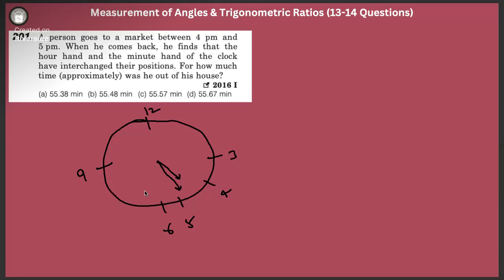One thing has to be observed: before going to market, the minute hand was before the hour hand. That's for sure, isn't it? Yes or no? That's for sure, because if it is here between 4 to 5, it can't interchange its hands. What does it mean by interchanging the hands? The minute hand goes to the hour hand and the hour hand goes to the minute hand. Yeah, that's correct.